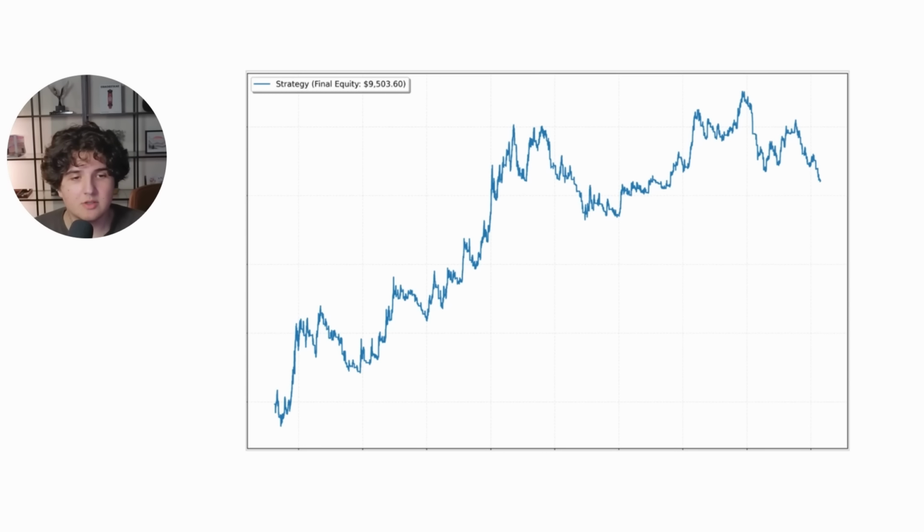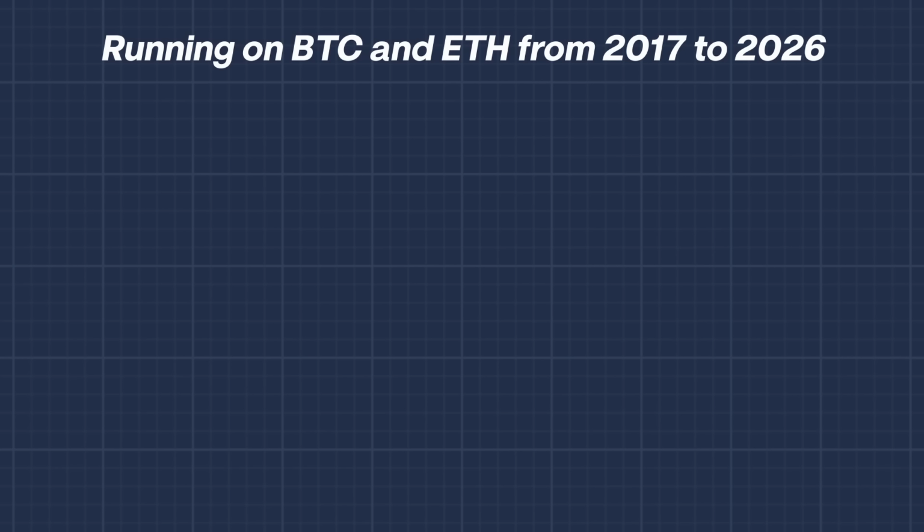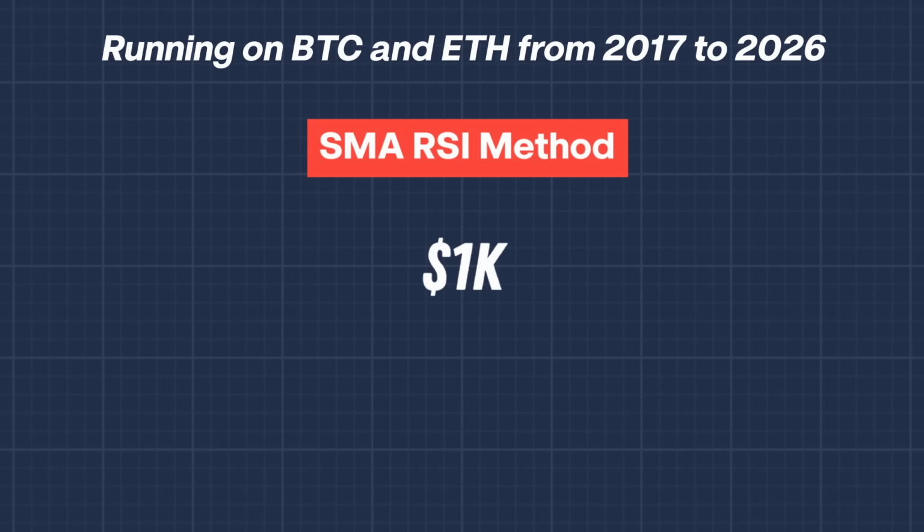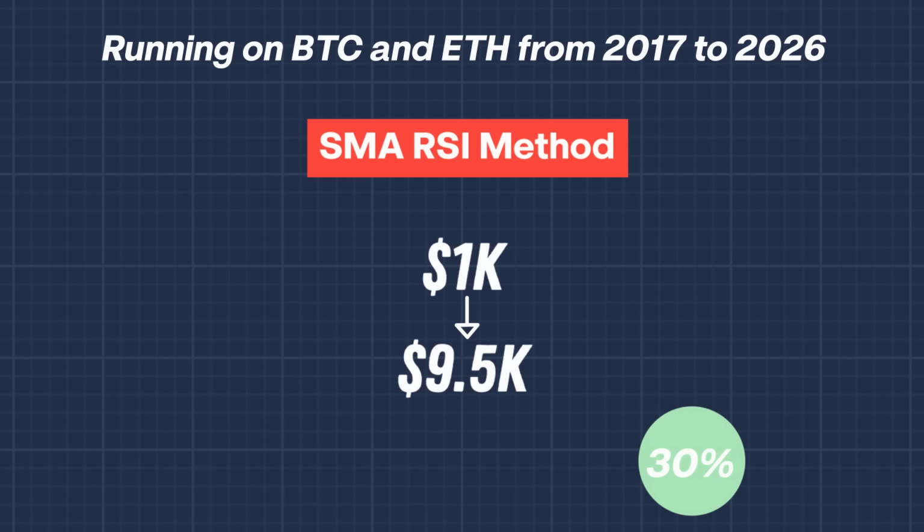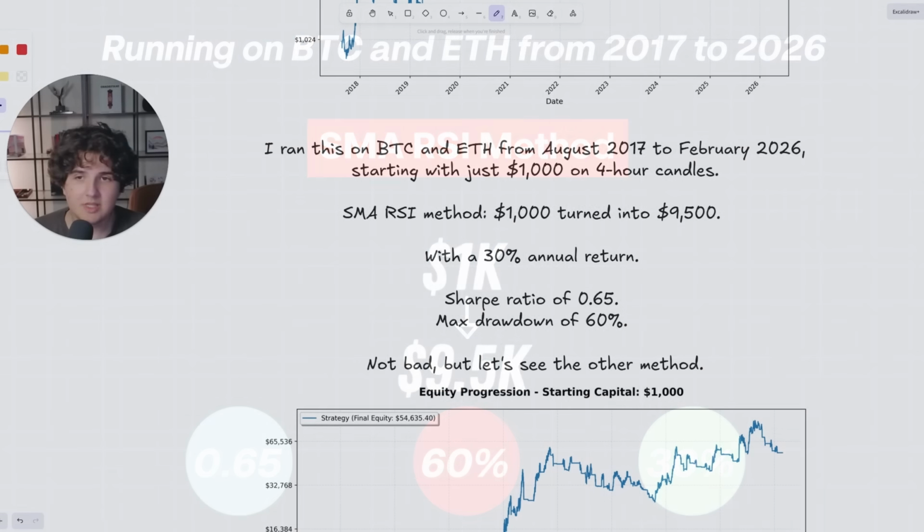It definitely has some volatility, but on BTC and ETH, from August 2017 to February 2026, starting with just $1,000 on a 4-hour time frame, the SMA method of RSI turned $1,000 into approximately $9,500, with about a 30% annual return. It had a Sharpe ratio of 0.65, and a max drawdown of 60%, which is pretty high. Not bad, but let's also see the other method.